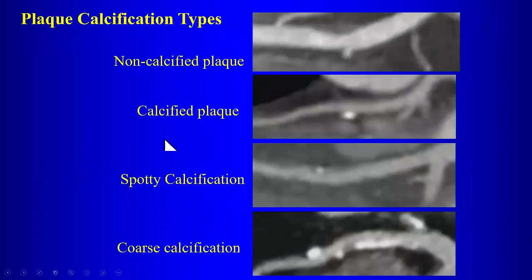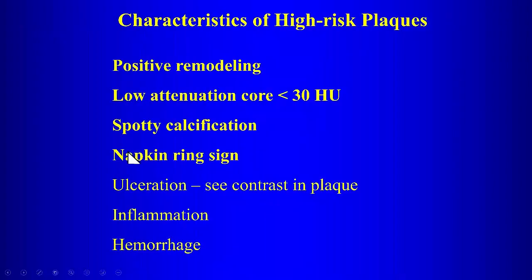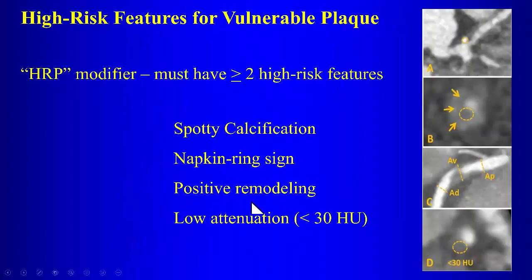Okay, so the different types of calcification, we can have, of course, a non-calcified plaque, you can have a calcified plaque, you can have spotty calcification or coarse calcification. The spotty calcification is a feature of a high-risk plaque. So this is a fair question. What are features of high-risk plaque? And we'll talk about what these mean. Positive remodeling, low attenuation core, spotty calcification, napkin ring sign. These you definitely should know because these are listed in the scoring system. These are a little bit more unusual if there's ulceration, inflammation, or hemorrhage. But it is a fair exam question to ask you what's a feature of a high-risk plaque.